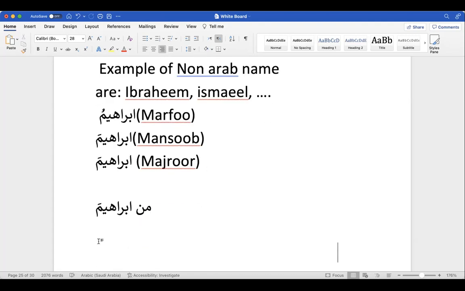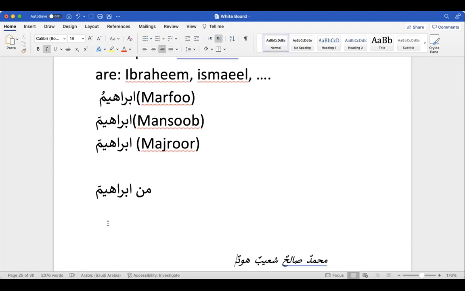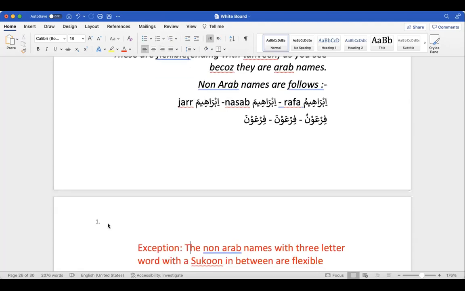So if I put harfi jar before Ibrahim, it will not make it Ibrahimi. It will be Ibrahima only, but it is majroor. The status is majroor. We cannot say its status is mansoob. So you can see here Ibrahimu in rafa, Ibrahima in nasab, and Ibrahima in jar. Fir'aunu, Fir'auna, Fir'auna. Again, this is a non-Arab name.